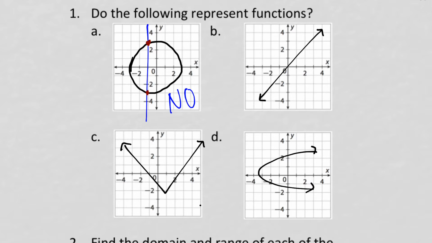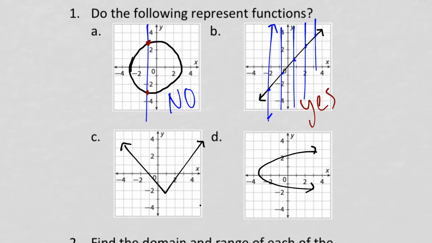Now, part B. No matter where I draw a vertical line, as you can see here, I can draw many vertical lines, but no matter where I draw it, I only hit it once, right? Once per line. So I only hit it once right there, once right there, once right there, and so on. Since I only hit it once, then yes, this is a function.